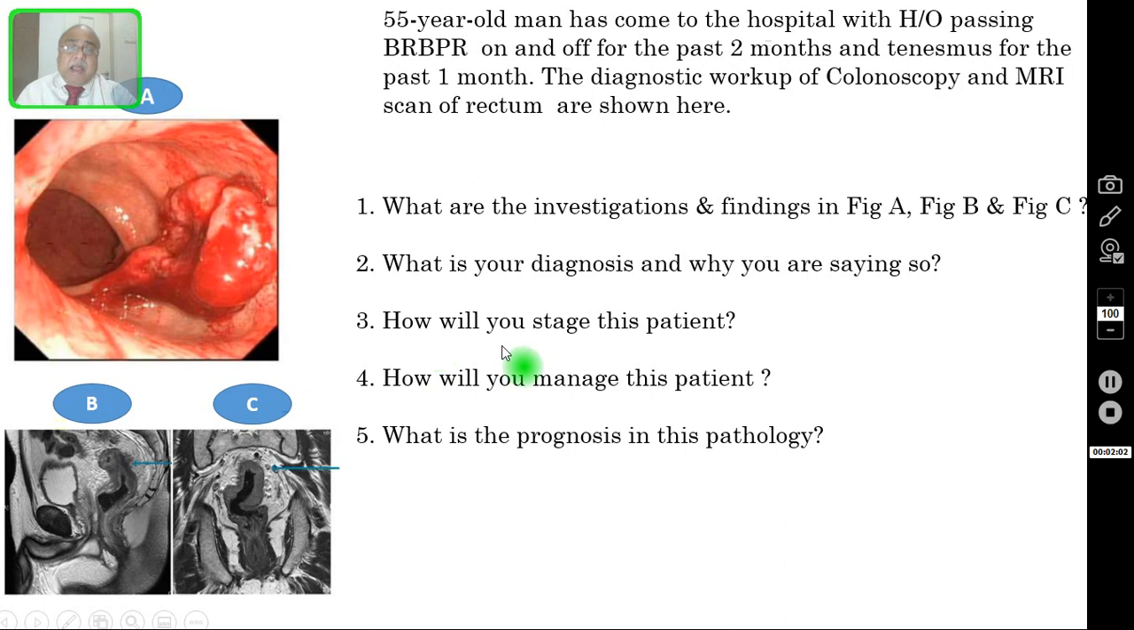Question number 3, how will you stage this patient? Question number 4, how will you manage this patient? Question number 5, what is the prognosis in this pathology? So I request all my viewers to pause the video and try to answer all these 5 questions. After answering, you can verify your answers with the answers which I am going to discuss in the subsequent slides.